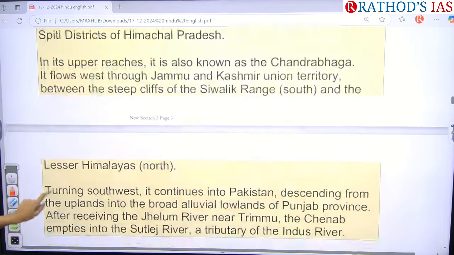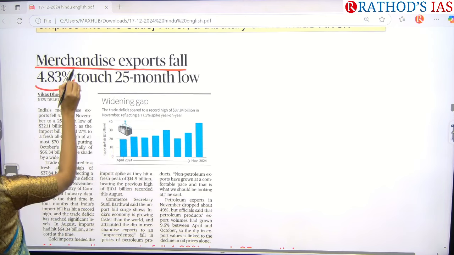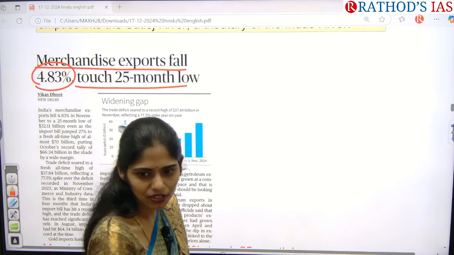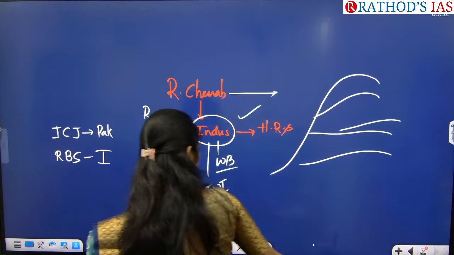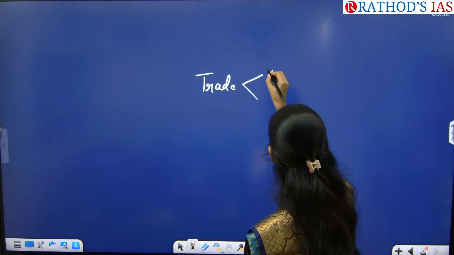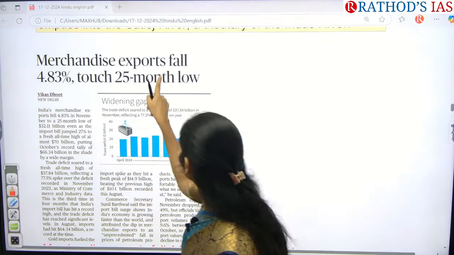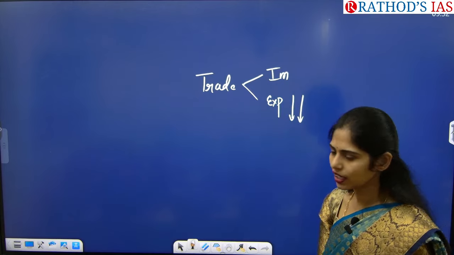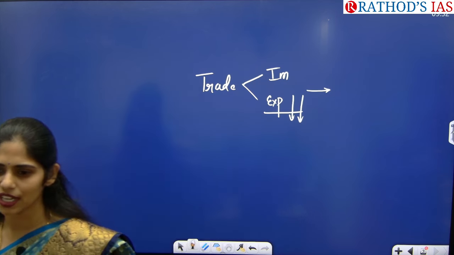Okay, that's it. And see this article: merchandise exports fall 4.83% to touch 25-month low. So what is this article about? Merchandise trade. What is the meaning of trade? Trade includes two important things, imports and exports. What is this article saying? Exports fall. That means there is a decrease in exports now. Whenever exports decrease, that condition is one where imports are more and exports are less.